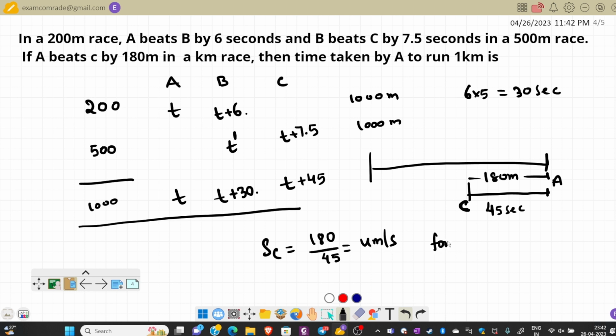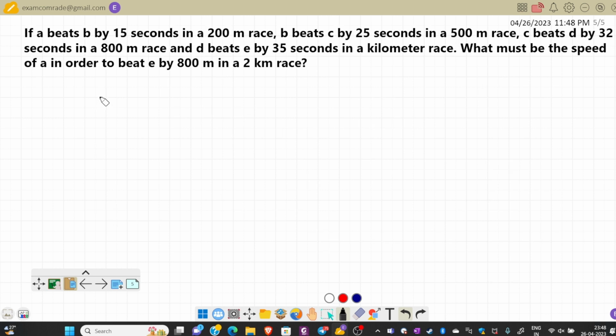For 1000 meters, he will take 1000 by 4, that is 250 seconds. What is asked in the question is the time taken by A to run 1 kilometer. We know that the difference between A and C is 45 seconds. So the answer is 250 minus 45, that is 205.